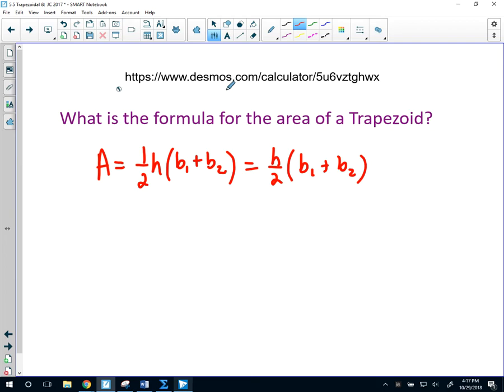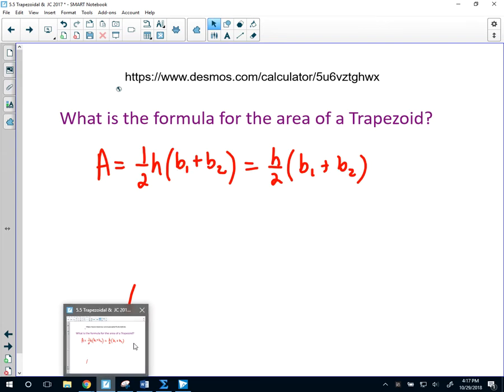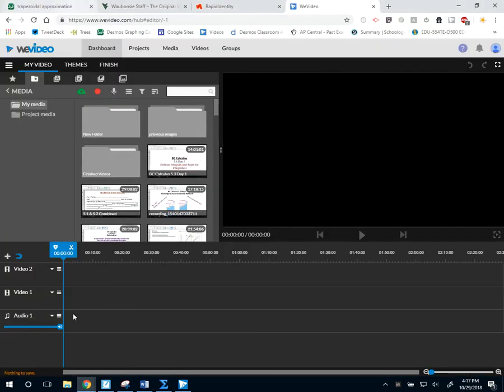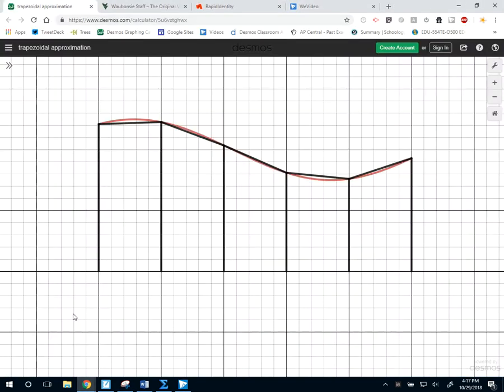Just like our methods from before, when we were doing rectangular approximation methods, we were creating rectangles, now we are going to be creating trapezoids. So let me show you an example of it. Here's a picture of just some random function, a red function, and we drew in these little trapezoids.